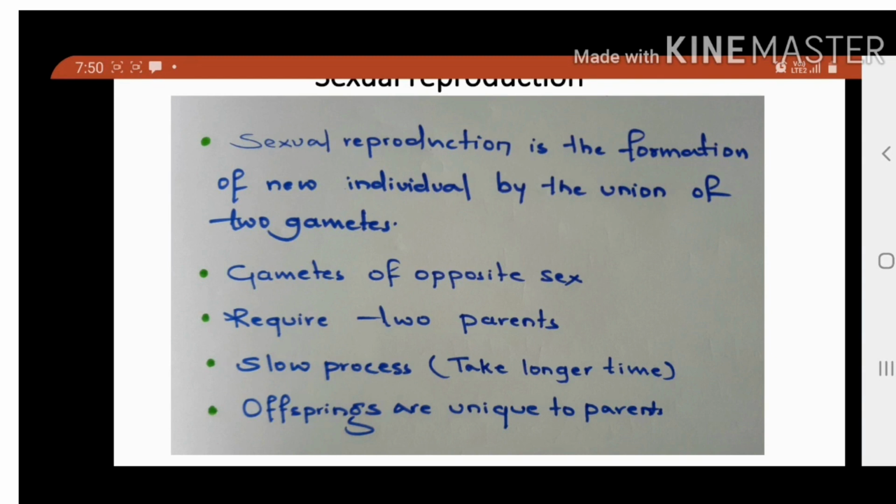And the next point is that offsprings are unique to their parents. Whatever offsprings are produced from the parents, they are unique. Why are they unique? Because there is a union of two opposite sex gametes, male and female. As in asexual reproduction, we have seen that offsprings are exact copies of their parents, and there is no necessity of gamete formation. Only one parent can give rise to offspring. But in sexual reproduction, it is not like that. That is why the offsprings are unique to their parents.